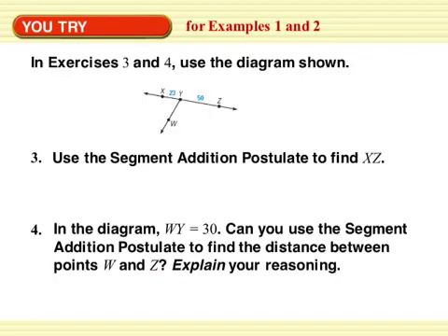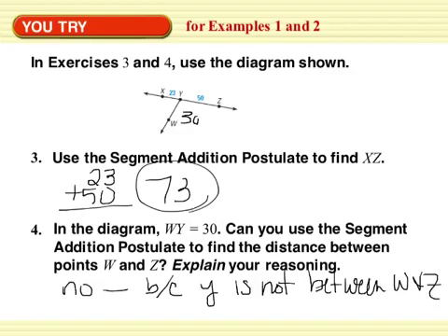You try. In exercises 3 and 4, use the diagram shown below. I'm going to push pause. You're going to try it on your own. Alright, the first one, easy. Use the segment addition postulate to find XZ. I added 23 and 50 and got 73. Number 4, no, because Y is not between W and Z, so you cannot find the distance between them.